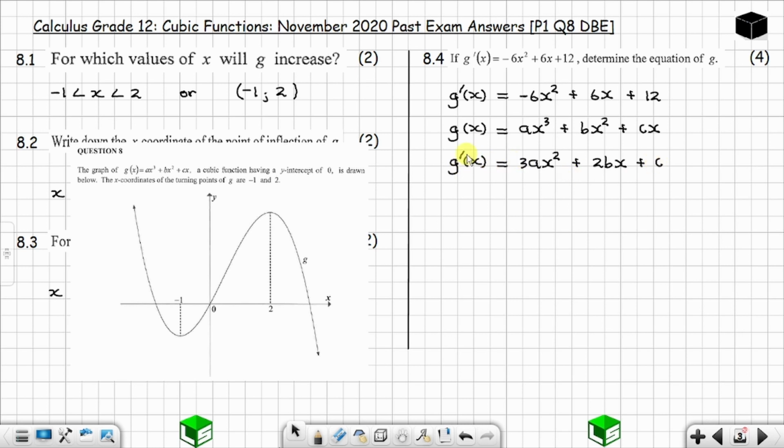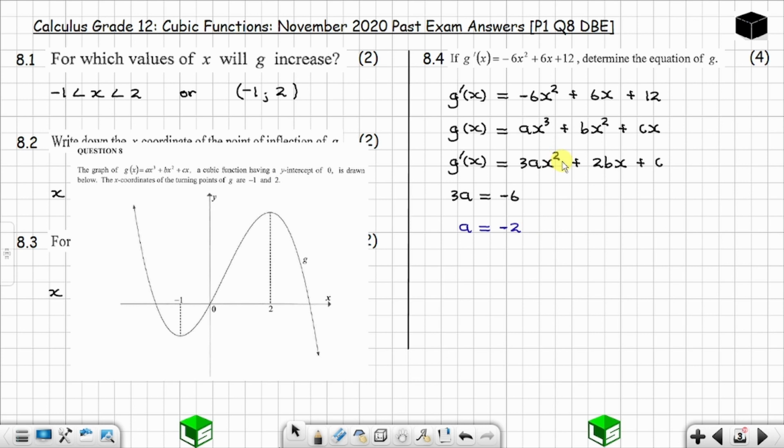Okay, so this is g prime of x, and you have it there. Now you can compare the two and find your a, b, and c. Can you do that? Can you see you have x squared there and x squared there? So if you have x squared there and x squared there, that means the coefficients are equal to each other. So 3a is equal to negative 6. And what is a? You divide by 3 on both sides. So when you divide by 3 on this side, you get a is equal to, you divide by 3 on this side, you have negative 2.